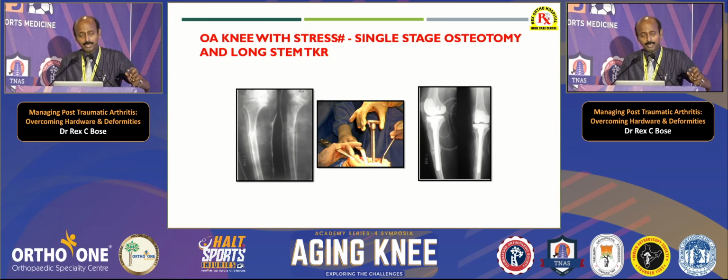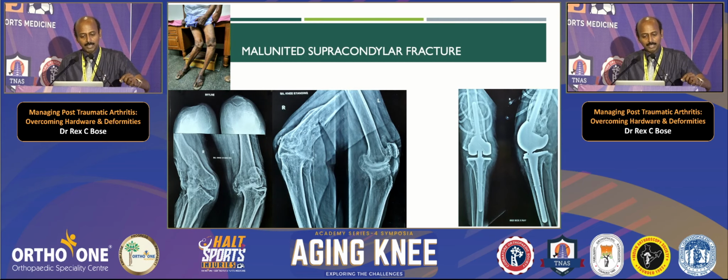And this is a malunited midshaft tibia because of stress fracture, so I needed to use a percutaneous osteotomy to correct the deformity and then use the long stem. The stem must cross at least double the diameter of the osteotomy site or the fracture. This is another example of a malunited supracondylar fracture femur, 25 years old malunion.